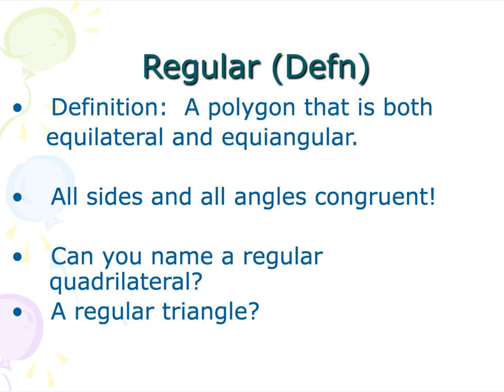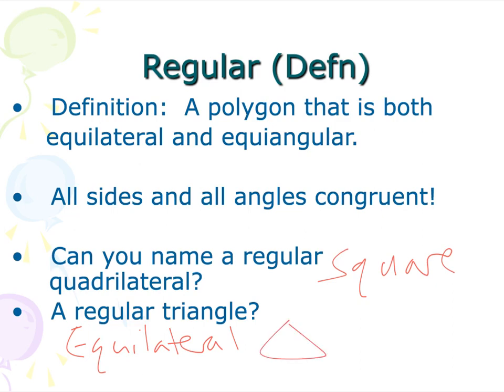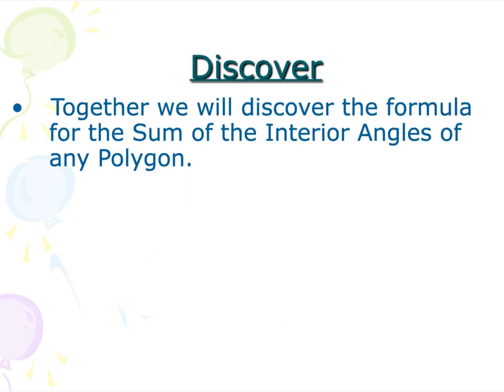So, can you name a regular quadrilateral? A regular 4-sided figure, meaning a 4-sided figure that has congruent sides and congruent angles. If you said square, you have indeed won the $1 million prize. And how about a regular triangle? That would be an equilateral triangle. Equilateral triangle. Yay!